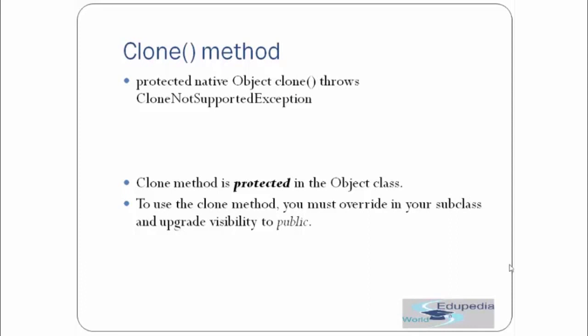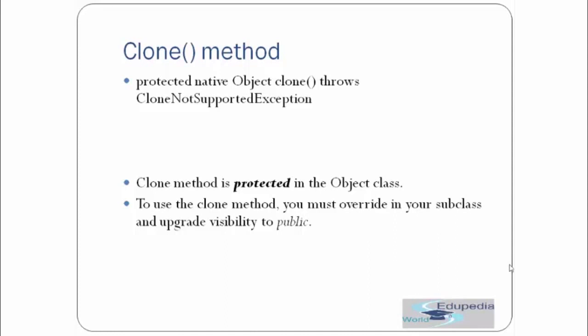So this is how the Object clone method is defined. You see we have protected native Object clone, which throws CloneNotSupportedException. So it's a protected method and also a native method defined in Object class. It returns an Object. The name of the method is clone, and it throws CloneNotSupportedException. Fine. Since clone is a protected method in Object class, it needs to follow the rules of protected methods while doing inheritance. Then, to use the clone method, you must override it in your subclass to upgrade the visibility to public.